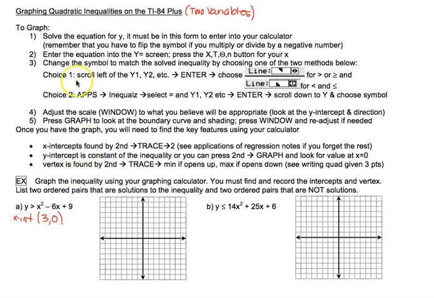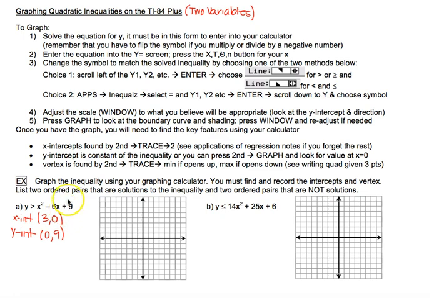the vertex. Now, if you want to check your vertex, you could second trace, and then in this case we would do minimum because it opens up. But again, I know that they're the same point, so I'm not going to go over that again on this one. The y-intercept, remember, is the constant of the inequality, so you don't have to use your calculator for that one. You should just be able to look and write it down.